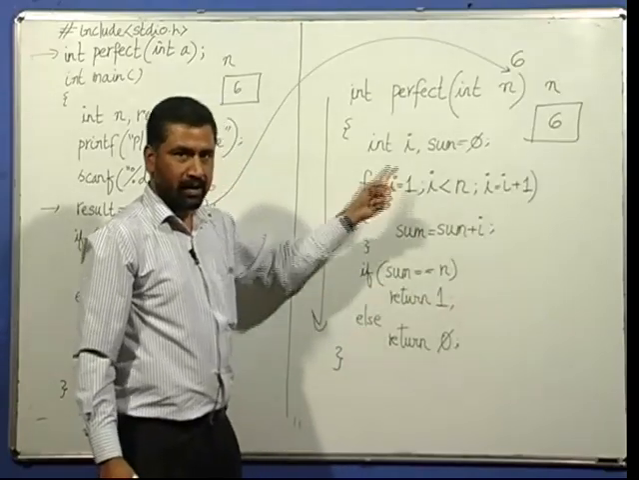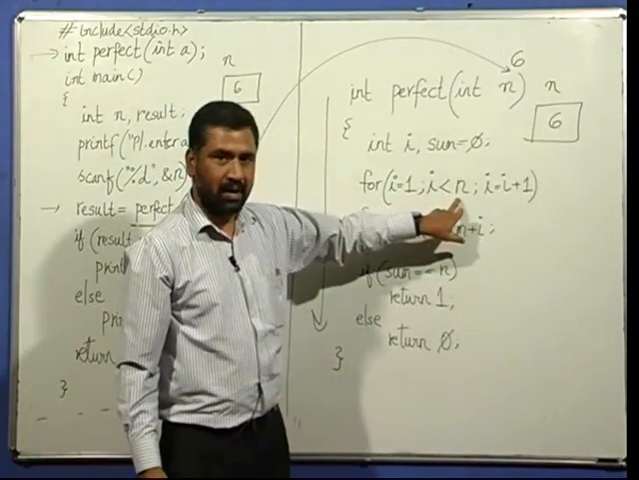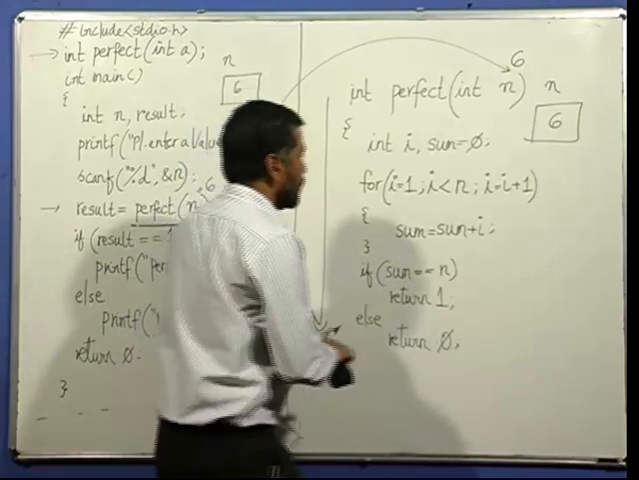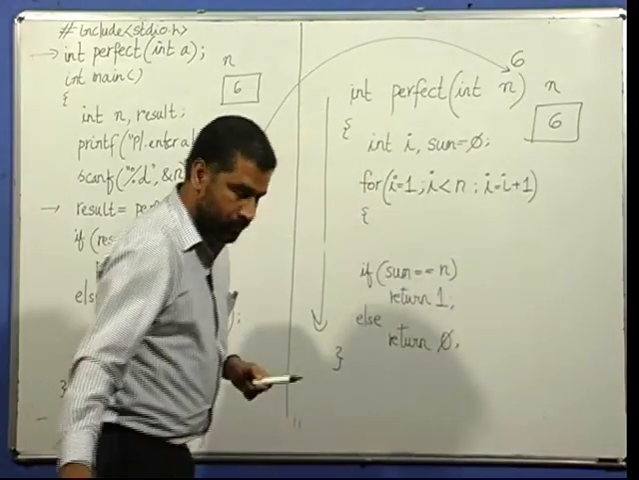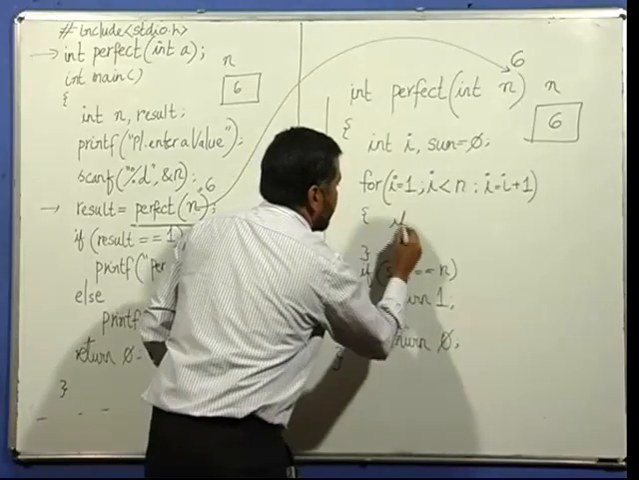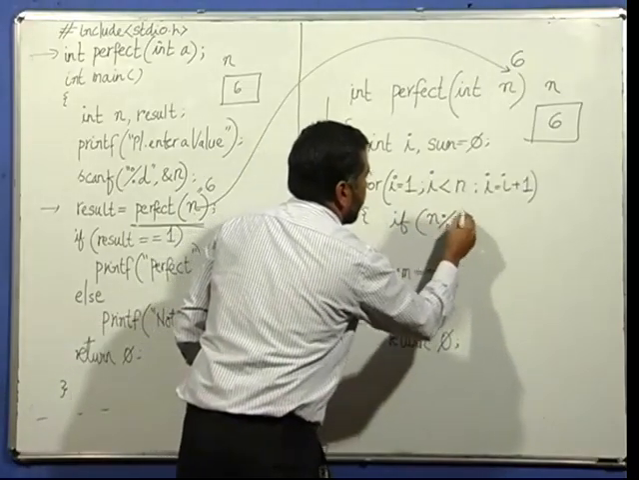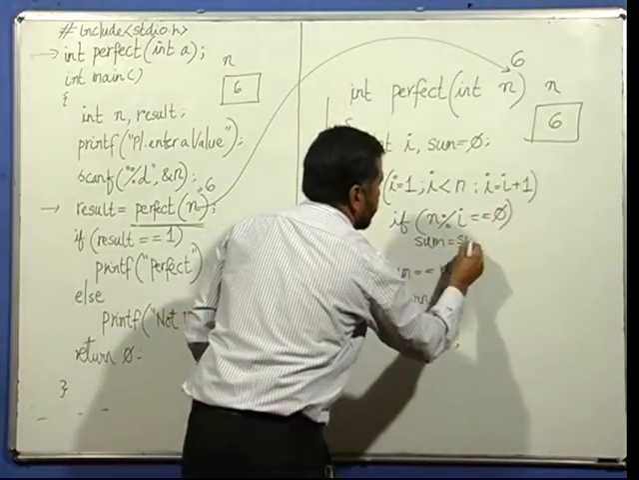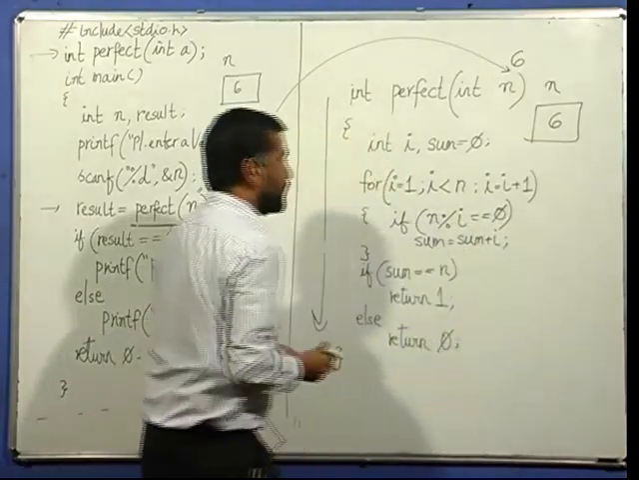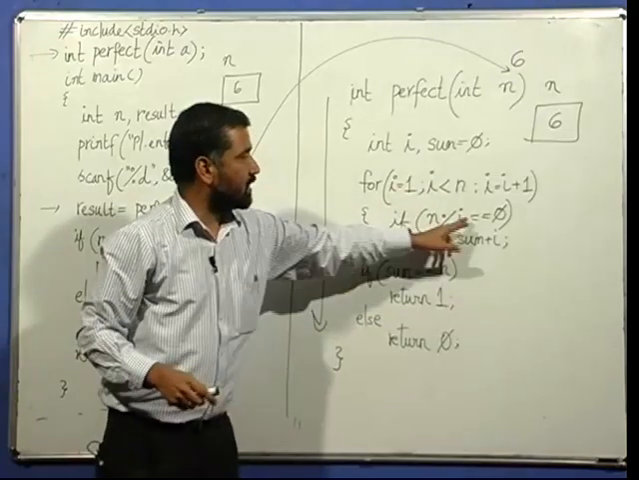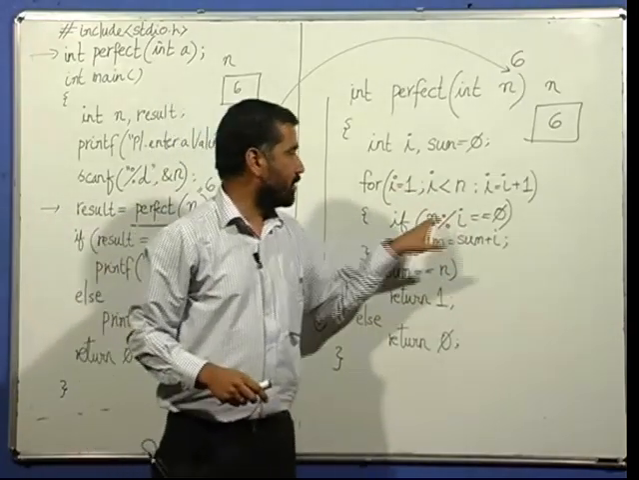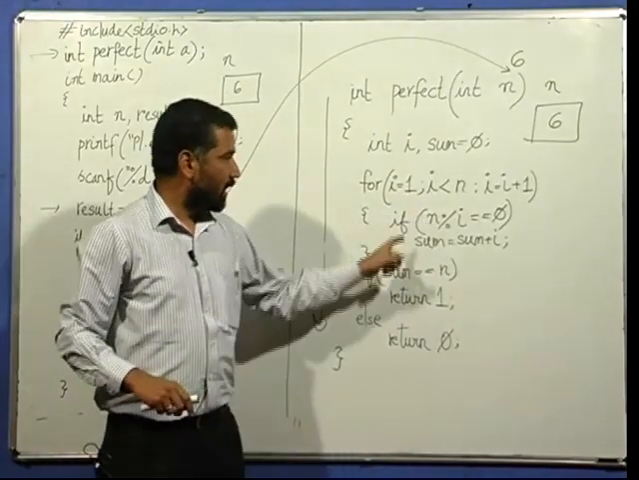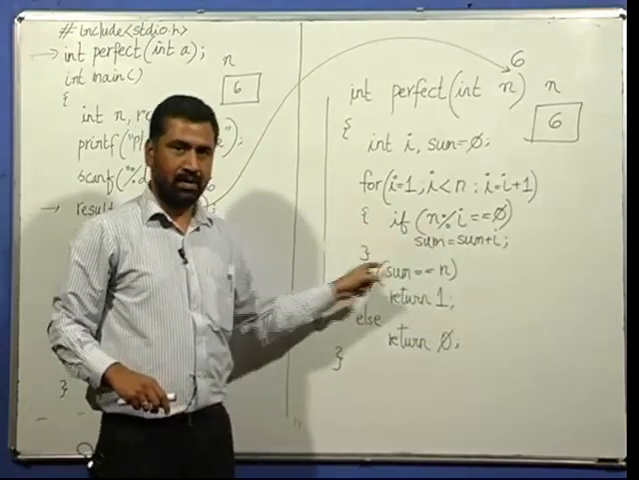We know the code or logic for finding out the perfect number. We go from 1 to one number less than n, and each one of those i's is tested. If n mod i is equal to 0, then we say sum is equal to sum plus i. So each one of the i's is tested whether it is a factor of n, and if it happens to be a factor, we add it to the sum. This goes on with all the i's from 1 to 1 less than n, and the sum of all the factors is available once the loop is over.